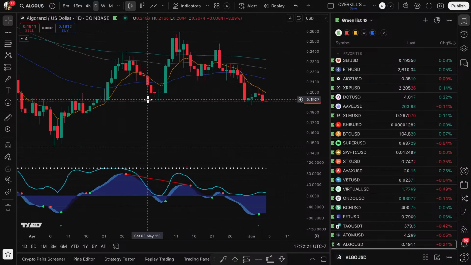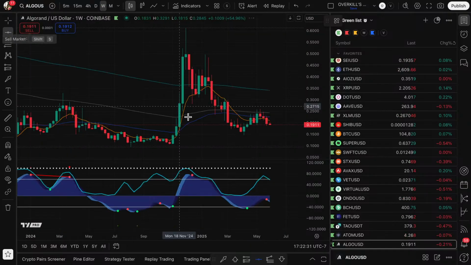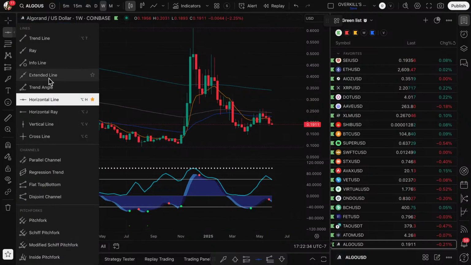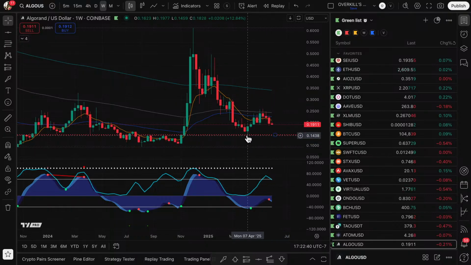But if we lose this low right here, which we're literally sitting right on it right now, I mean, it's at 19.1. So the bulls really got to step in here tomorrow. If that breaks down, okay, if 19 breaks down, the next place I'd be looking to buy Algorand is down here at 15 cents. Okay, that low right there, 15 cents. So 19 and 15 are my buy targets.